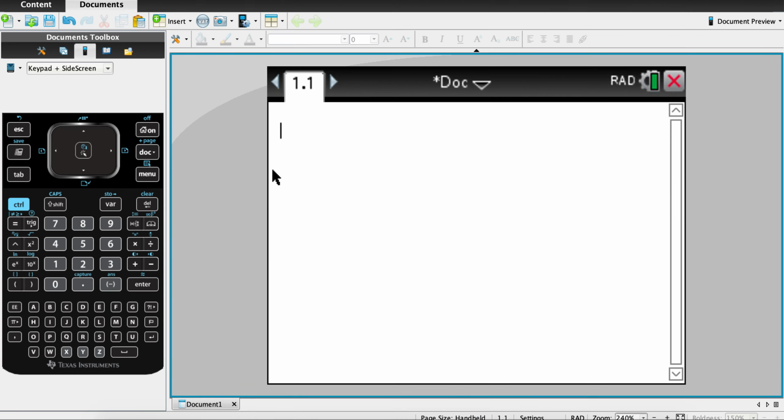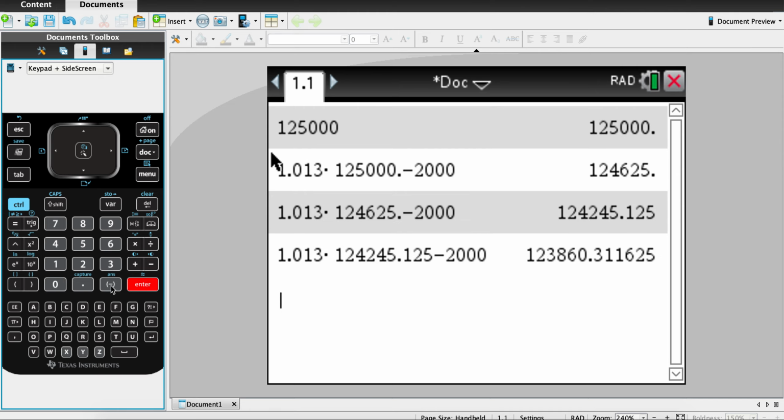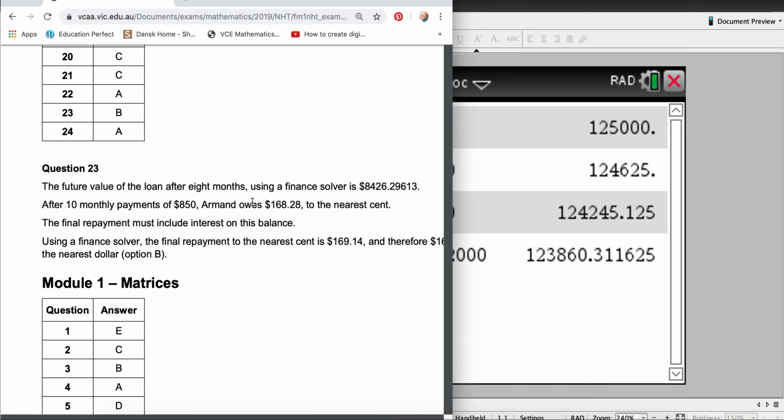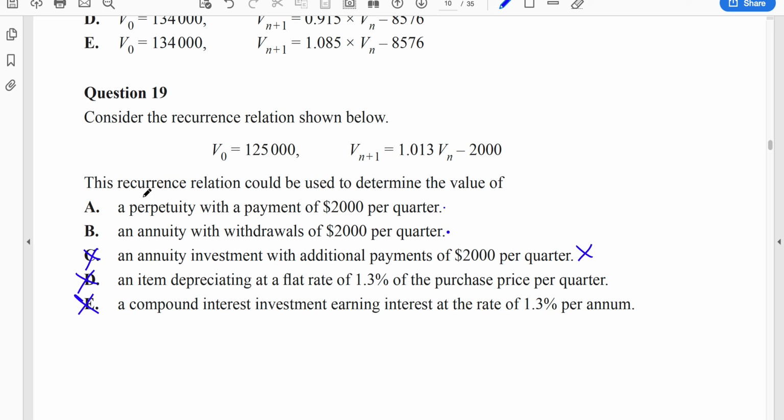So if we just quickly go to the calculator now, and put in our original value of 125,000. 1.013 was the R value, so times that by the answer that we've got here, and then minus 2,000. And then just generate a couple of terms, and you can see that the value of the balance of the investment is decreasing. So it is not a perpetuity. Oops, wrong one. There we go. So 19 is B.